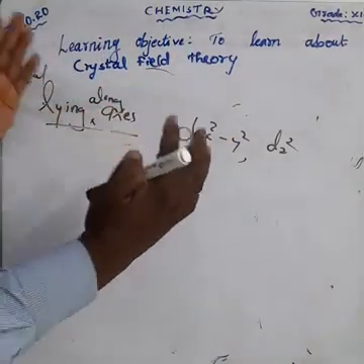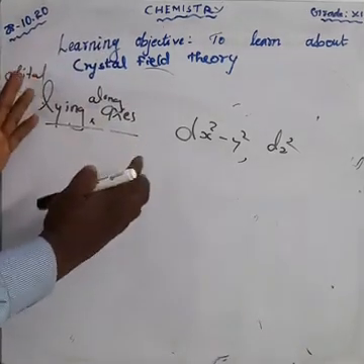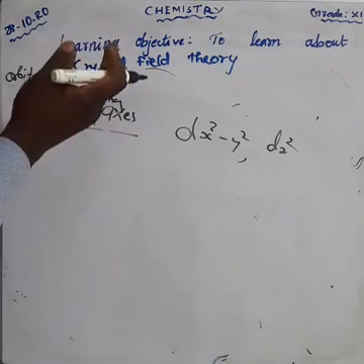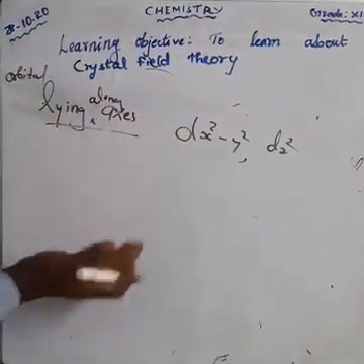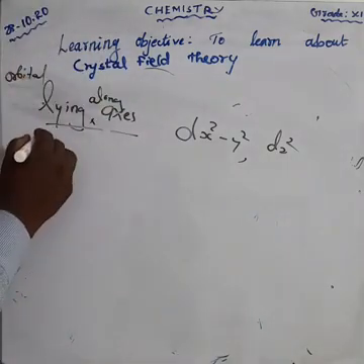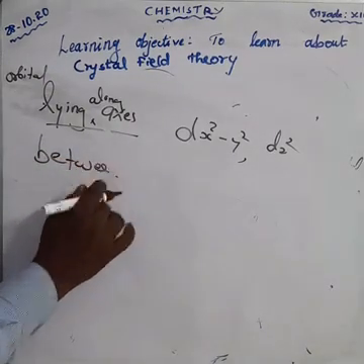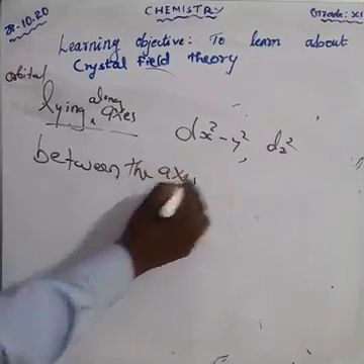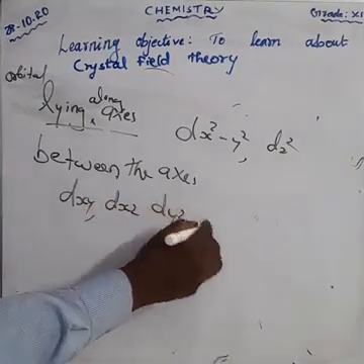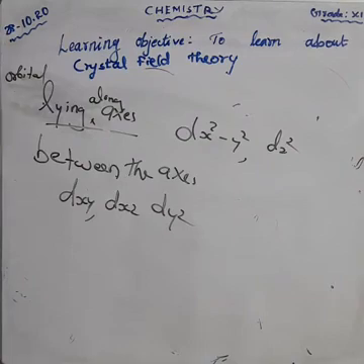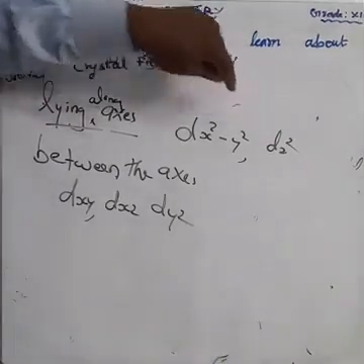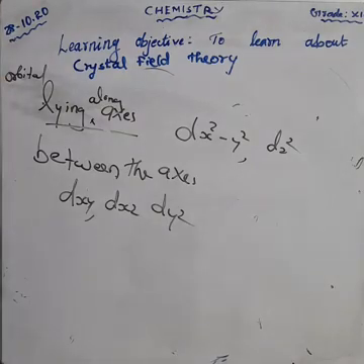Here, these orbitals experience strong repulsion. Don't forget that. Their energy will be raised to a greater extent than the orbitals whose lobes are directed between the axes. Which are those? dxy, dxz, dyz. So what about the first point? The orbitals lying along the axes, dx square minus y square and dz square, will experience strong repulsion.